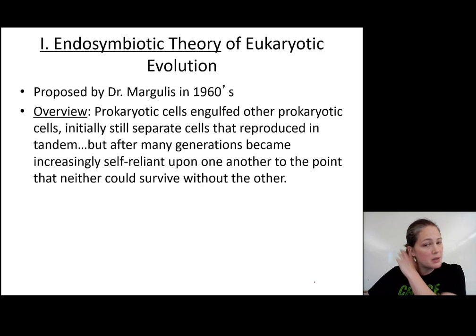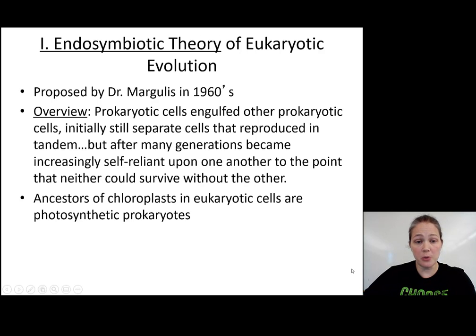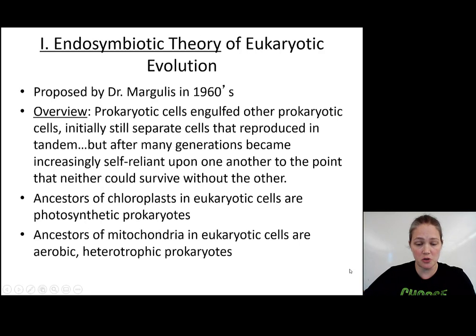Instead of consuming them, instead of digesting them, the cell that was engulfed actually provided some advantage to that cell, right? So they were initially still separate cells, but they just reproduced in tandem. After many generations, the two cells became increasingly reliant on one another, and they could not survive without each other. So therefore, and we've got some evidence I'm going to show you, the ancestors of chloroplasts are actually photosynthetic prokaryotes, and the ancestors of mitochondria are actually aerobic, heterotrophic prokaryotes.